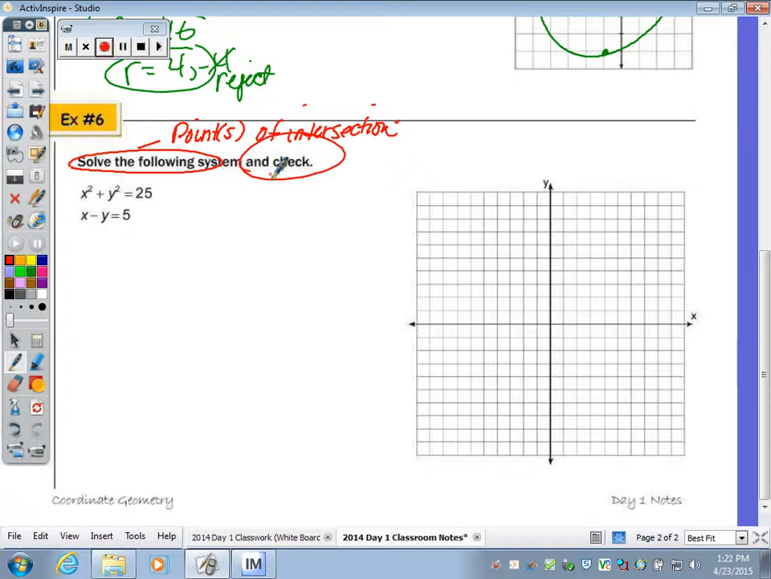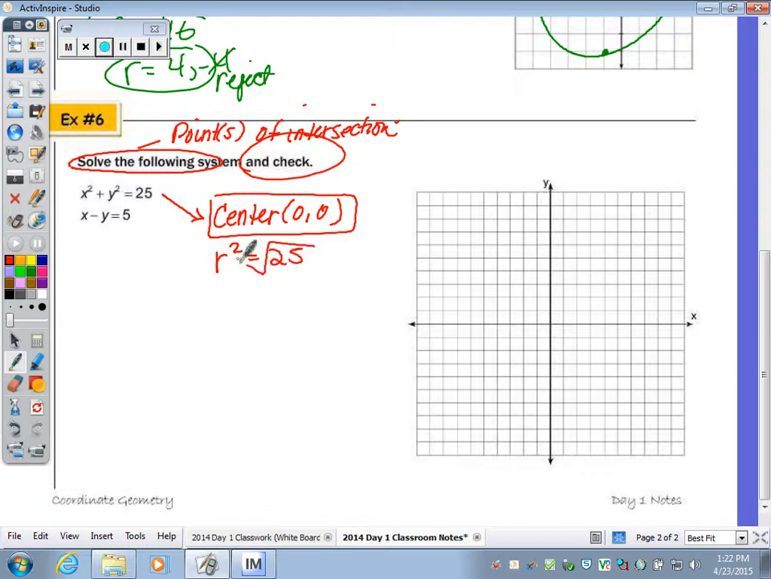So anytime you're graphing a system for a parabola, you want to copy down your table. When you're graphing a circle, you want to note your center and radius. So r squared is equal to 25, take the square root. R is equal to 5 and negative 5. Reject the negative. So again, with the center at the origin, I'm going to go up 1, 2, 3, 4, 5, left 1, 2, 3, 4, 5, right 1, 2, 3, 4, 5, down 1, 2, 3, 4, 5.